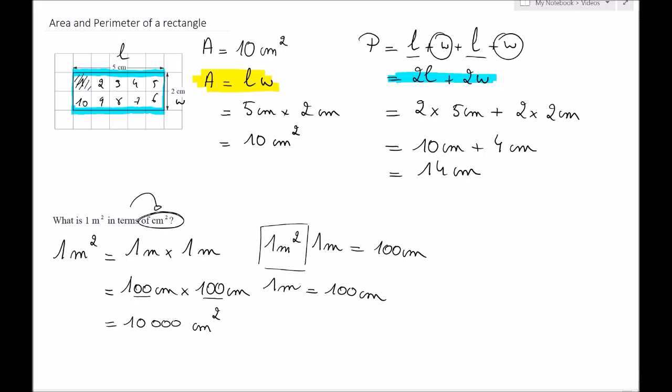So to convert from meter squared into centimeters squared, you're going to have to multiply by 10,000. And this is how it works for any different unit that you want to convert into another. Good luck on the exercises.